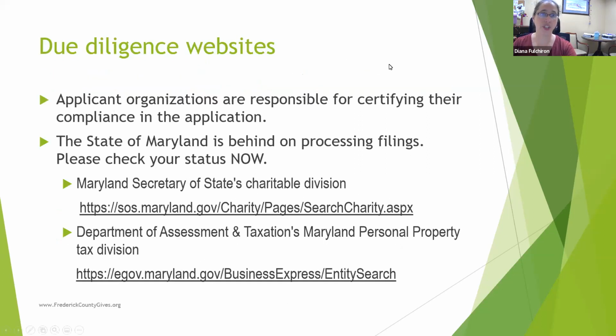And so we check your due diligence in a couple of different ways. You as an organization are responsible for certifying your compliance in the application. So you will have to check, yes, I'm in compliance with these 2 regulations. And so that is something that we will be taking to heart this year. We do check your status with each of these things, and the website addresses are right there for you. And I'm going to put them in the chat if you want some easy access.